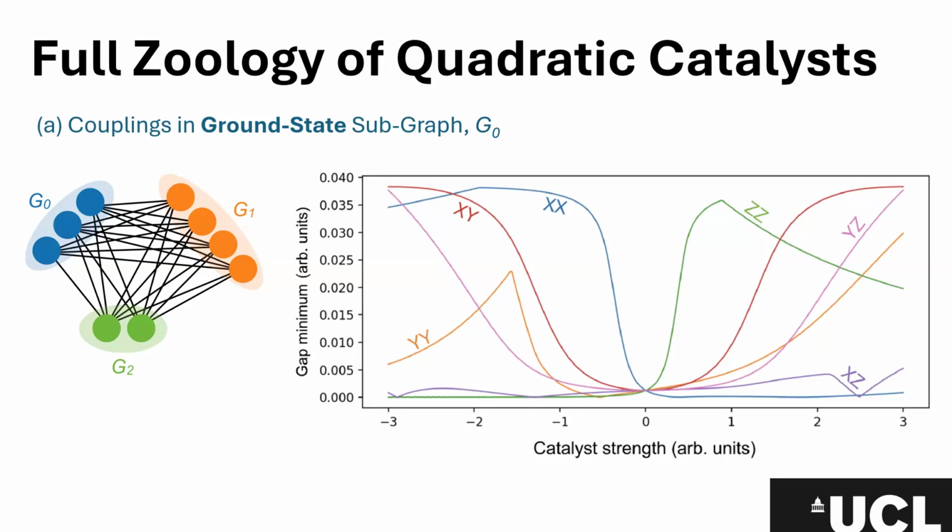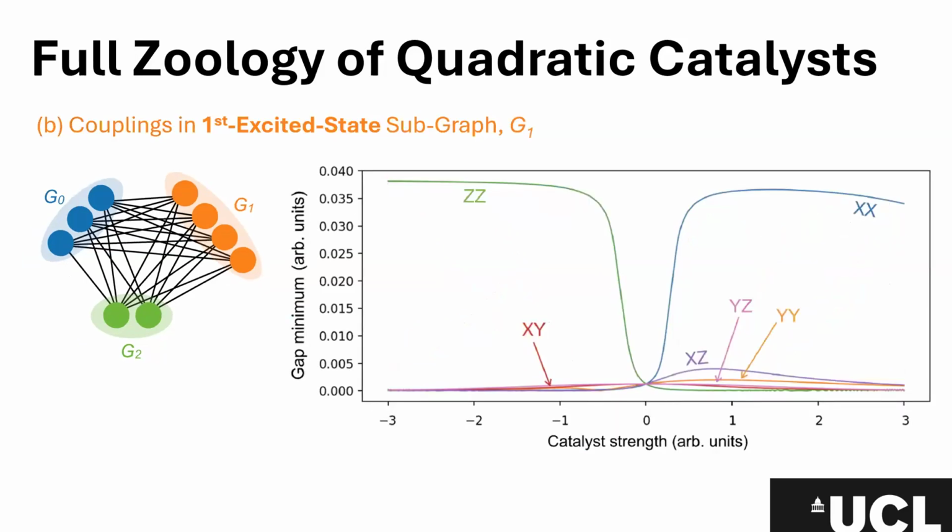But of course, maybe this is just an academic discussion, because if we know the ground state a priori, and so we know where to apply this particular catalyst term, then we've solved the problem a priori, so there's no point in doing this. So perhaps what's more interesting, to me at least, is what if we put the couplings in the first excited state subgraph? So now here, if we put an XX interaction in the first excited state, we've seen this data before, and all the other terms basically do very little apart from the ZZ interaction. So if we have a ZZ catalyst that we apply to the first excited state subgraph, and we pick a negative sign on that catalyst strength, we get a significant enhancement in the gap minimum.